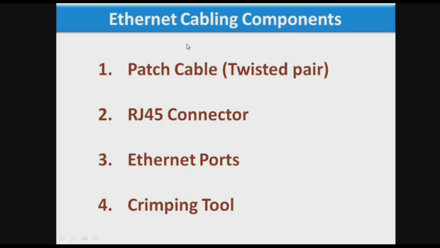There are four important Ethernet cabling components. The first one is the patch cable, otherwise called the twisted pair cable. The second one is the RJ45 connector. The third one is Ethernet ports, and the fourth one is the crimping tool. We will discuss them one by one in detail.